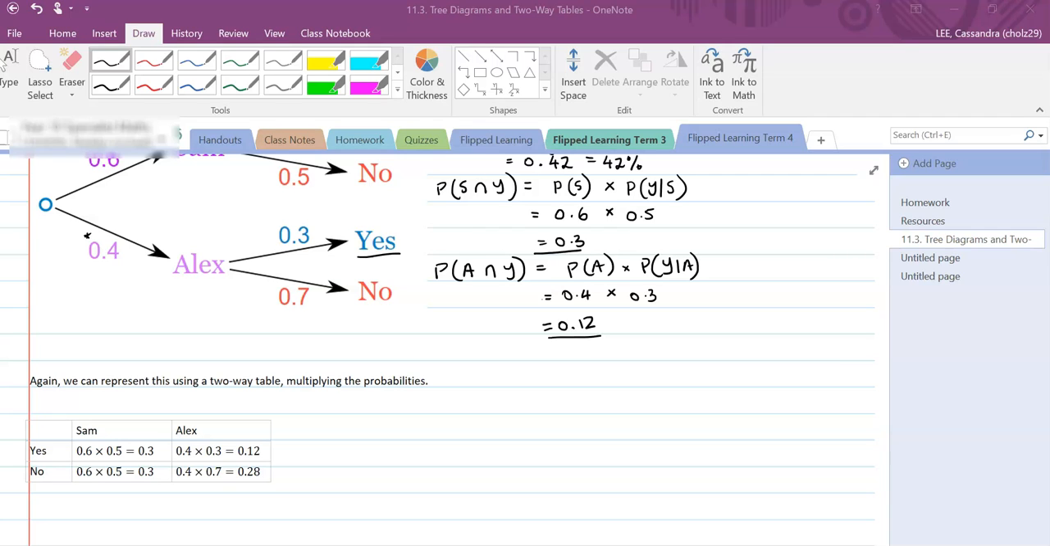So that's how we use tree diagrams and two-way tables to calculate probabilities of different events.